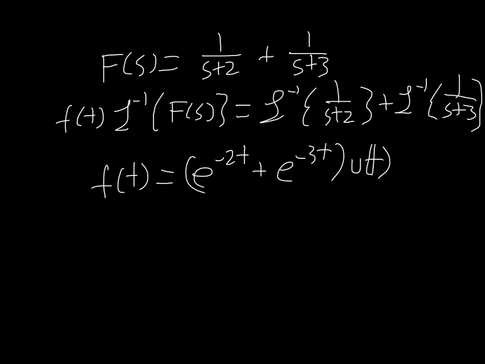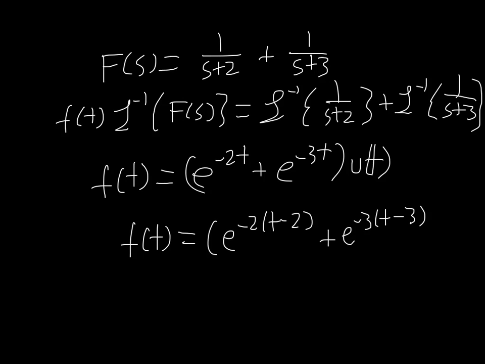But remember, we have that e to the minus 2s term that basically shifts f of t to the right by 2. So our final answer will be the following: e to the minus 2 times (t minus 2) plus e to the minus 3 times (t minus 2), times u of t minus 2. I'm sorry, this should not be t minus 3 here. That is t minus 2, because it's all just shifted to the right by 2. Thank you.